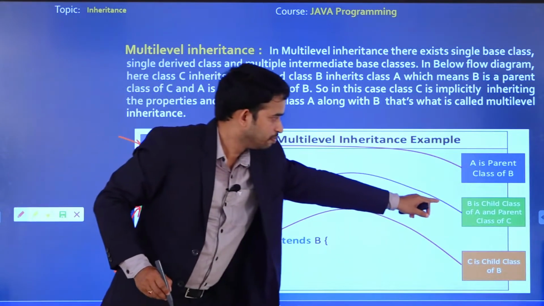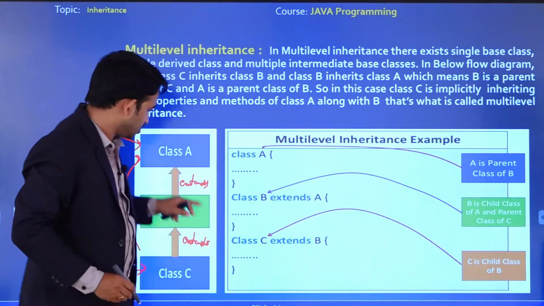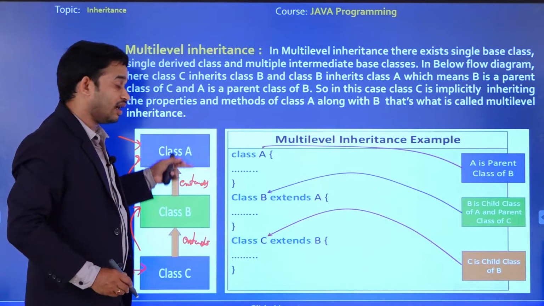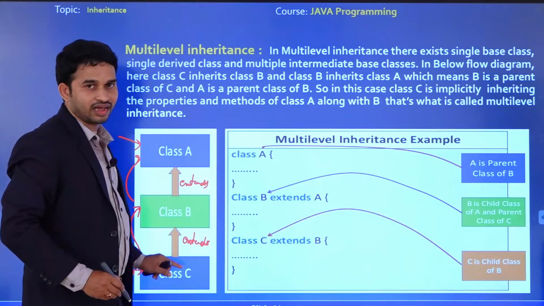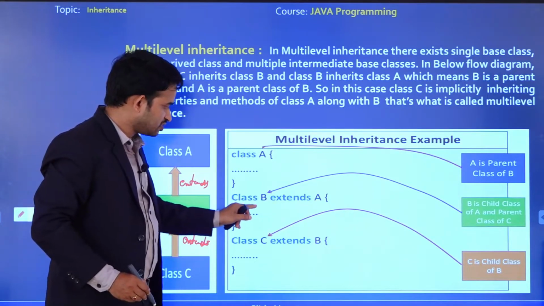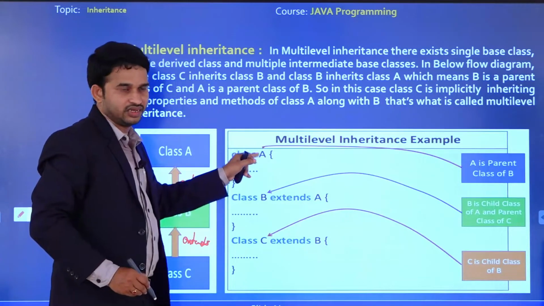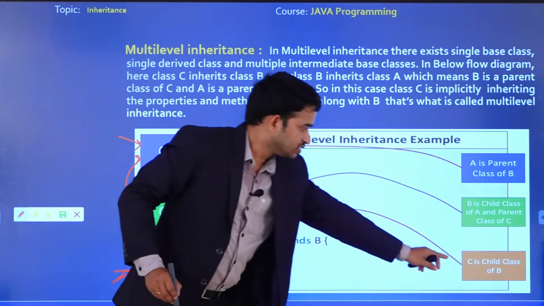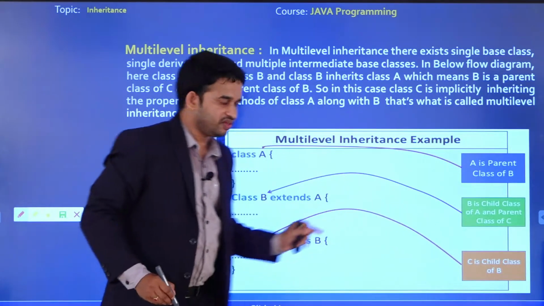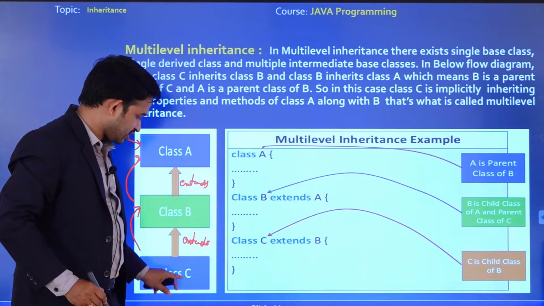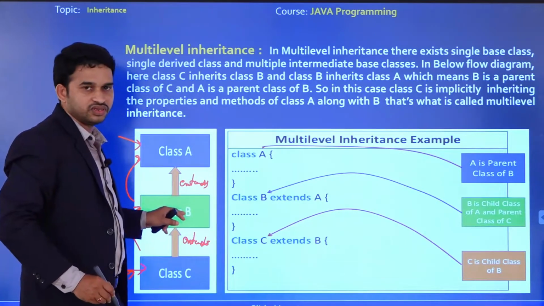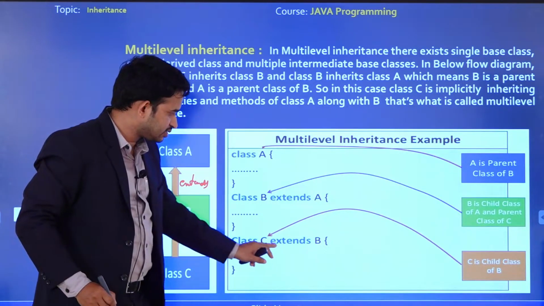What is the next one? B is child of class A. So B is child of class A and parent of class C. So class B extends properties from class A. What is the next one here? C is child class of B. So class C is child class of class B, right? So class C extends B.